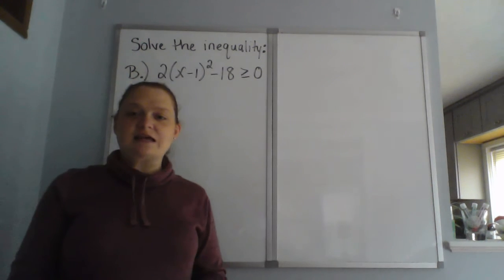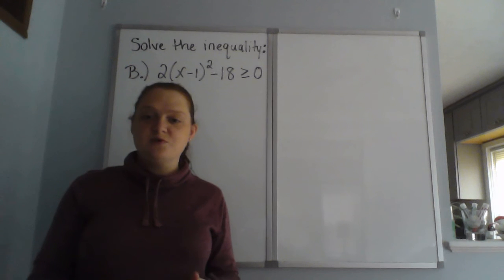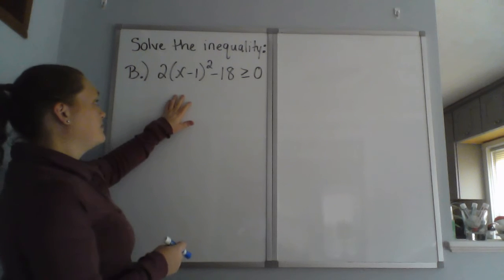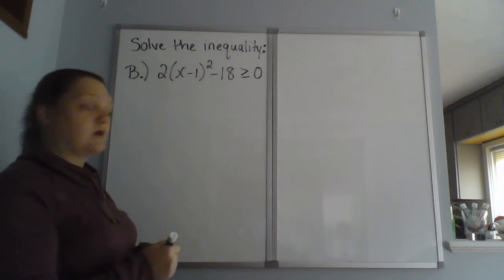Let's take a look at our second example of solving a quadratic inequality. So we said the first thing we do is pretend it says equal to, and we solve using any of our regular solving methods. For this particular problem, because I see parentheses squared and everything else is a number, I'm going to solve by square rooting.